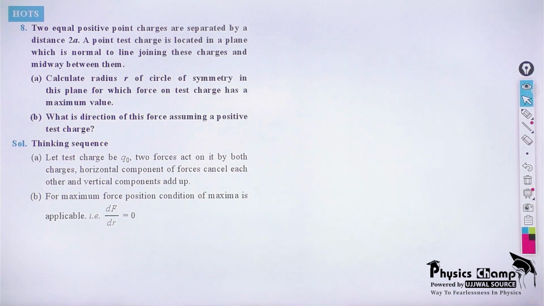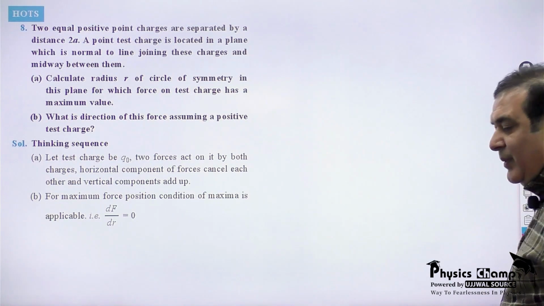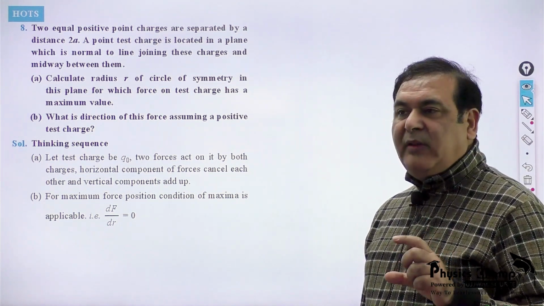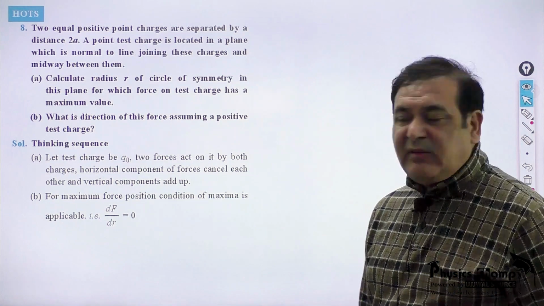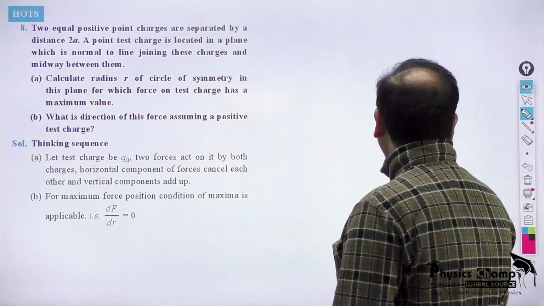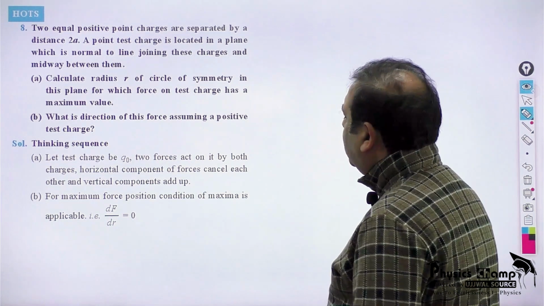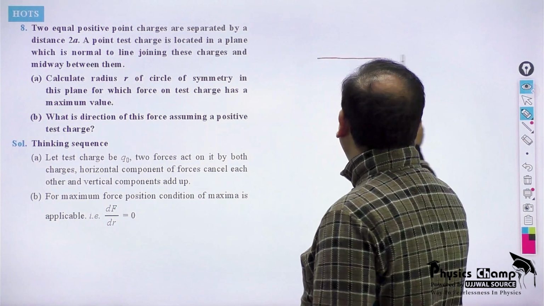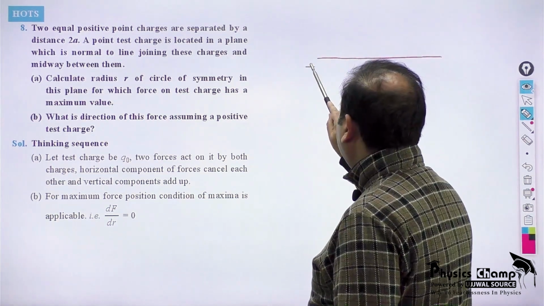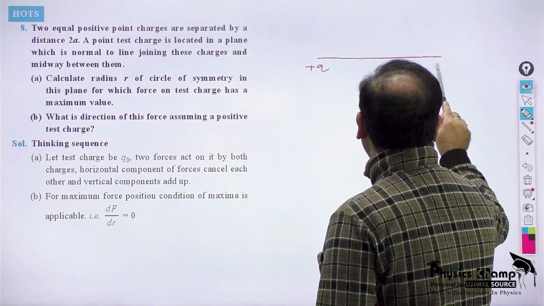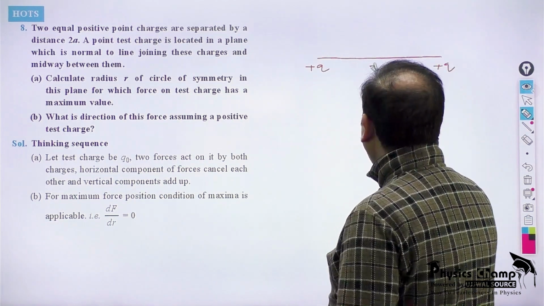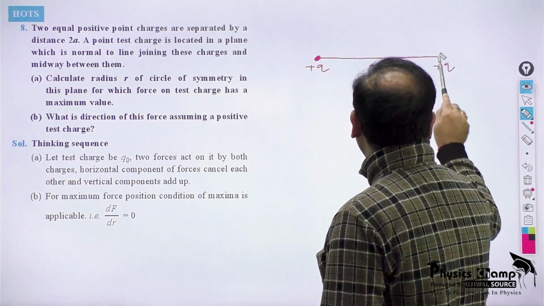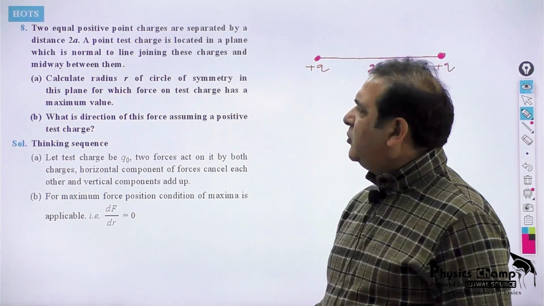Now question number 8 is on similar lines, but you will appreciate this question. Although it is a question of the triangular arrangement of the charges only, it is going to test you further. The question says there are two equal positive point charges separated by a distance 2a. So here you have 2 point charges, say plus q and plus q, and there is a separation between them of 2a.